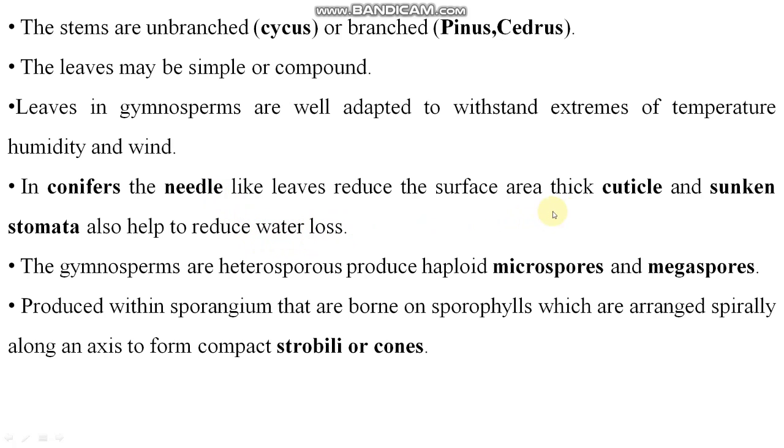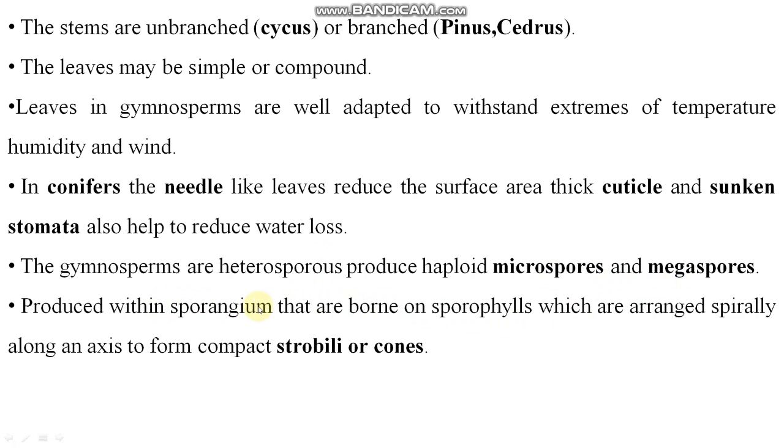Right? Sunken stomata are present on the inner side of the leaf, right? So in gymnosperms they help in the prevention of extra water loss. The gymnosperms are heterosporous, producing haploid microspores and megaspores. Microspores means male spore and megaspore means female spore, right?